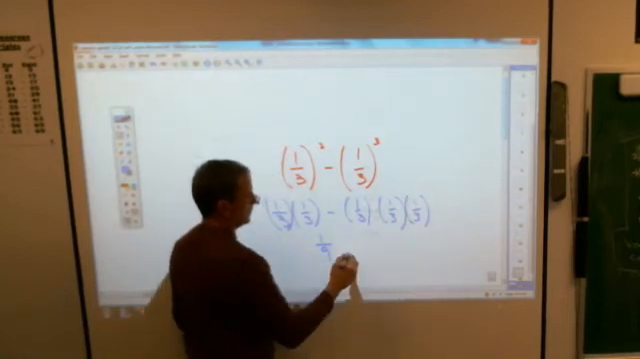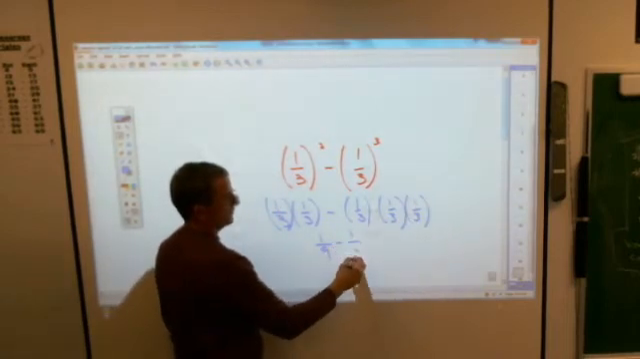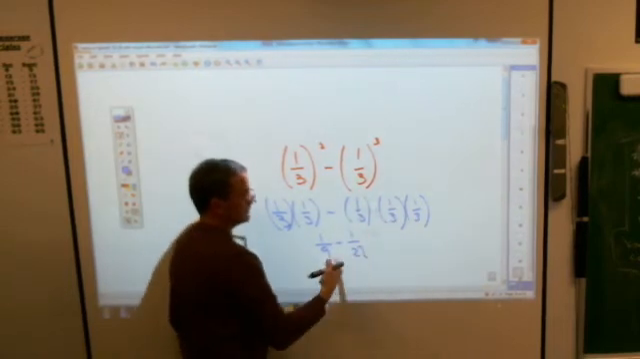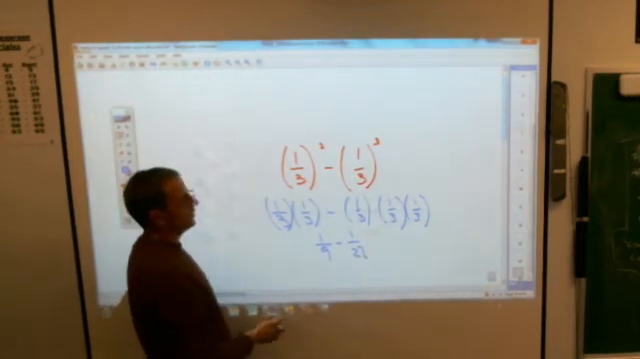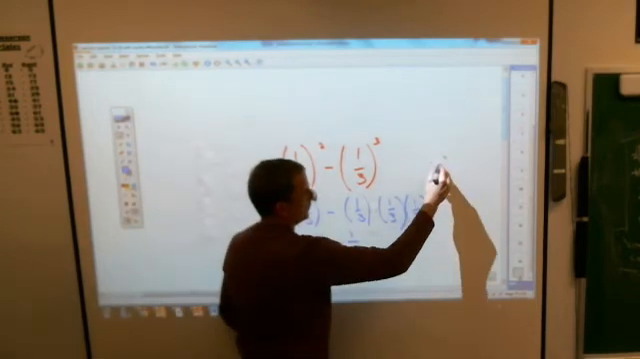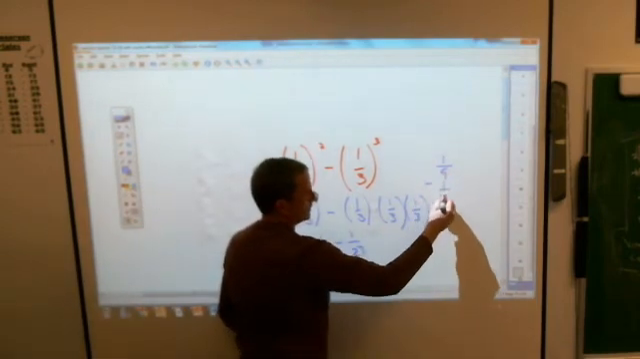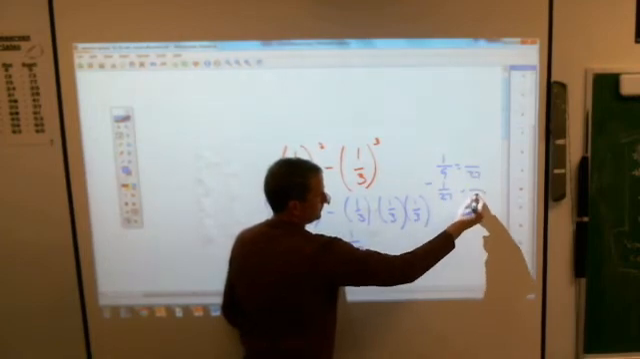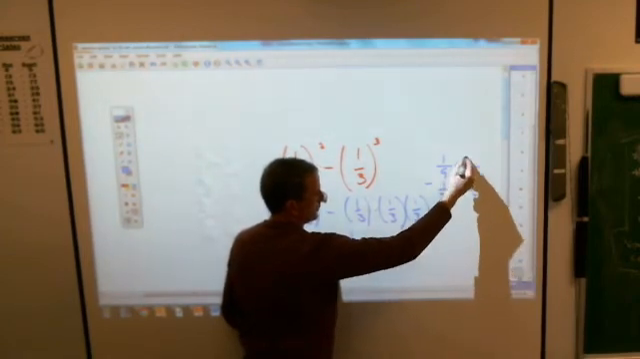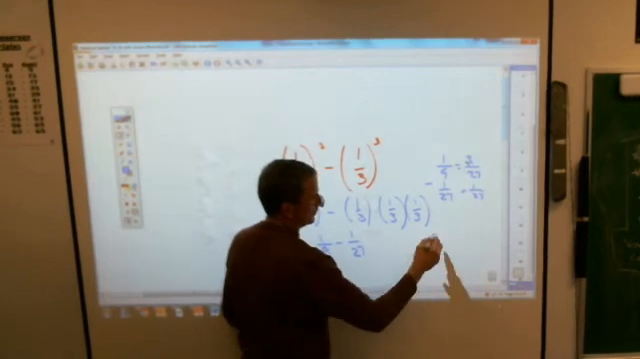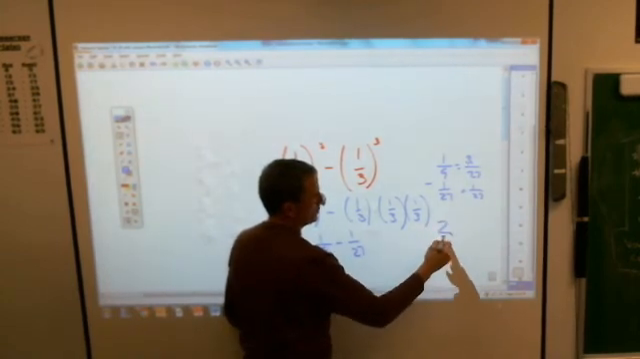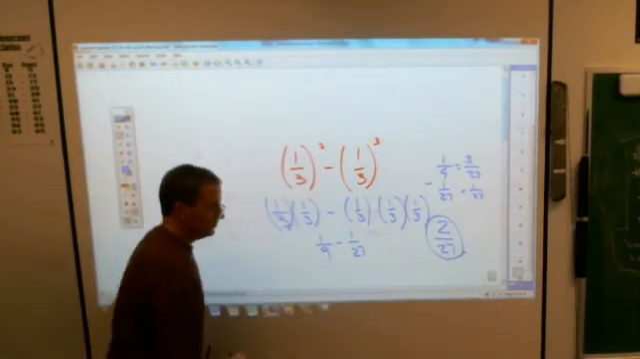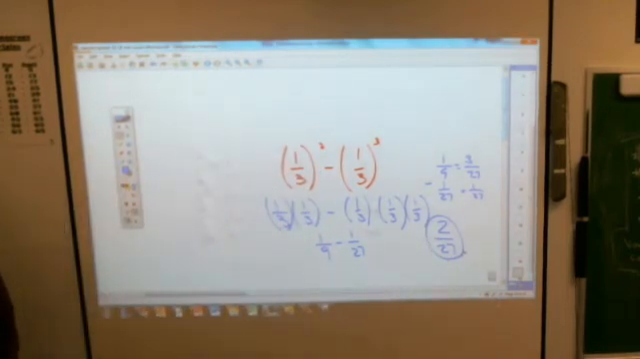It is 1/27. 1 times 1 times 1 is 1, 3 times 3 is 9, times 3 is 27. Now, it's a subtraction problem. 1/9 minus 1/27. With common denominators of 27, you get 3/27ths minus 1/27th is 2/27ths. 2/27ths.